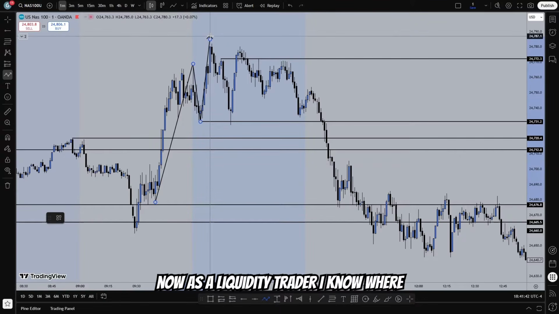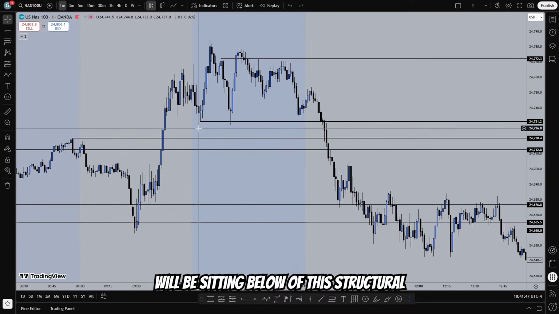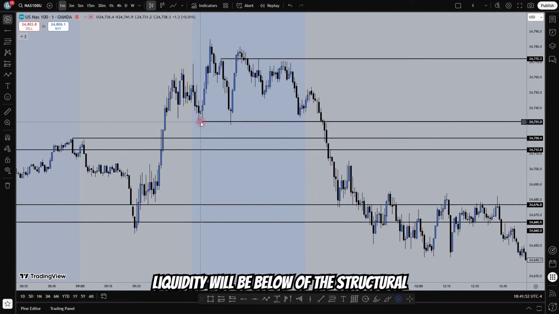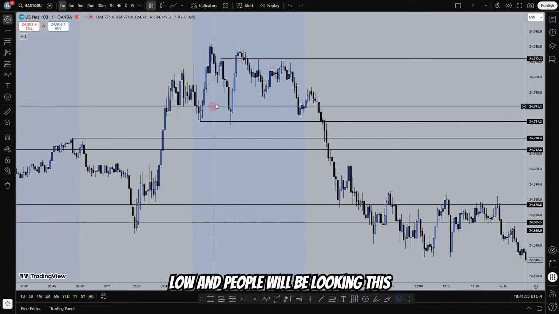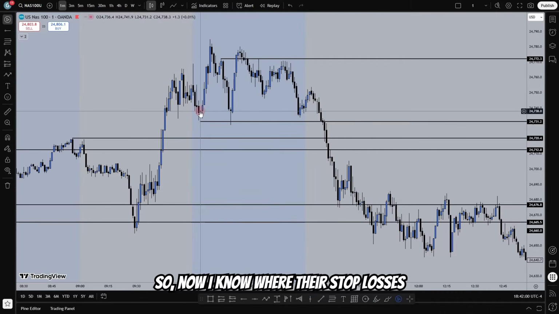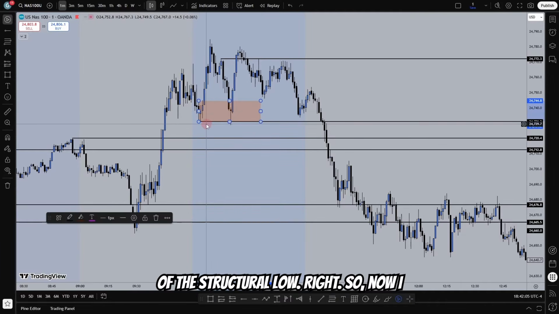So now, as a liquidity trader, I know where the liquidity will be sitting. It will be sitting below the structural low, right? So that's why I know that liquidity will be below the structural low, and people will be looking at this candle as a demand zone. Okay, so now I know where their stop losses will be. Their stop losses will be below the structural low, right?